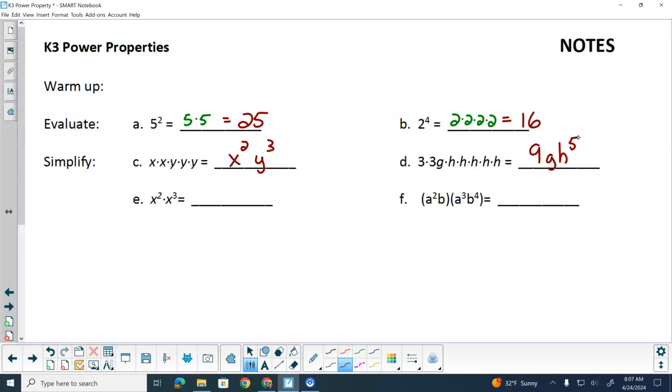Okay. You ready? What do we got for E? Okay, so that would simplify to be what? How many x's do we have in total? 5 of them. So it would be x to the 5th power then, right? Yep. Love it.